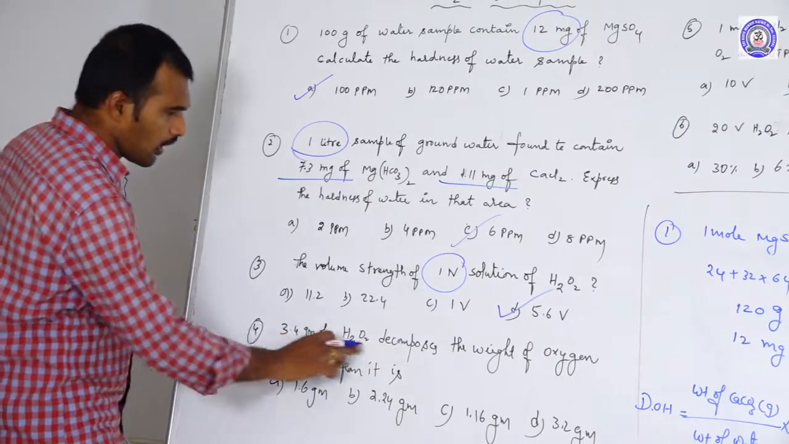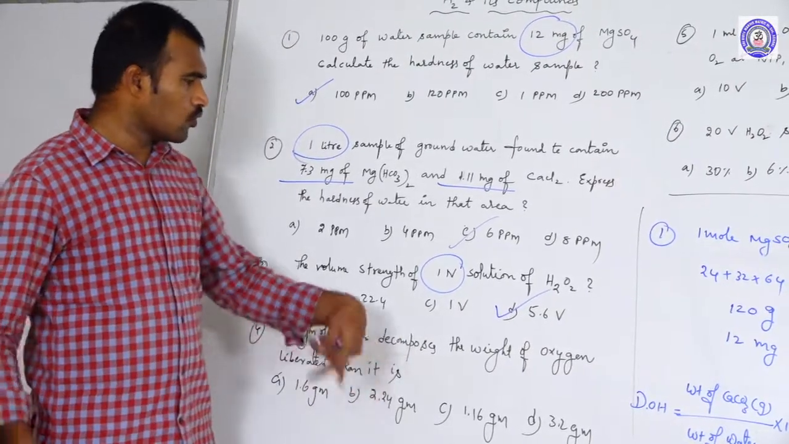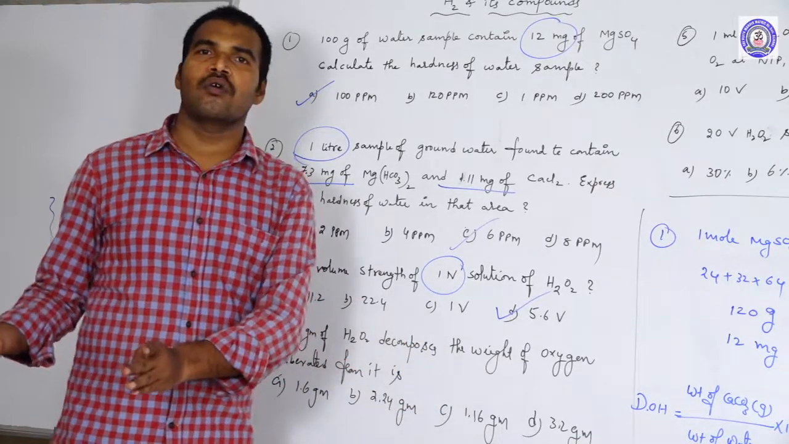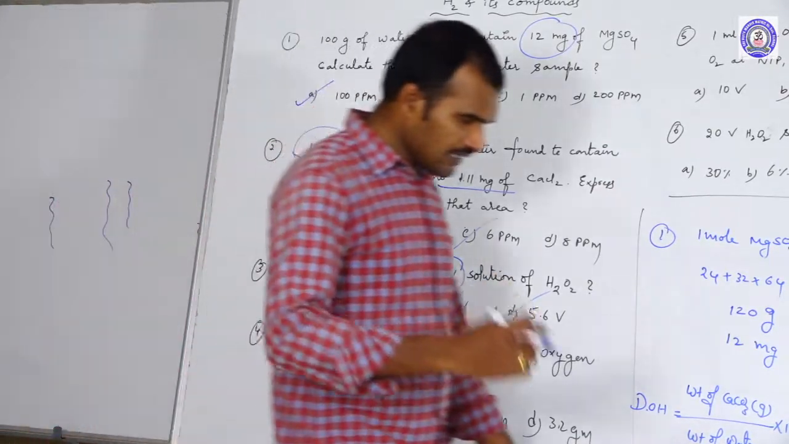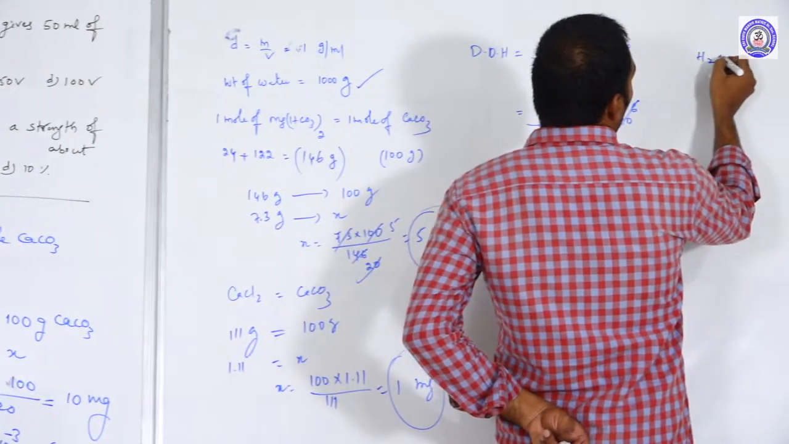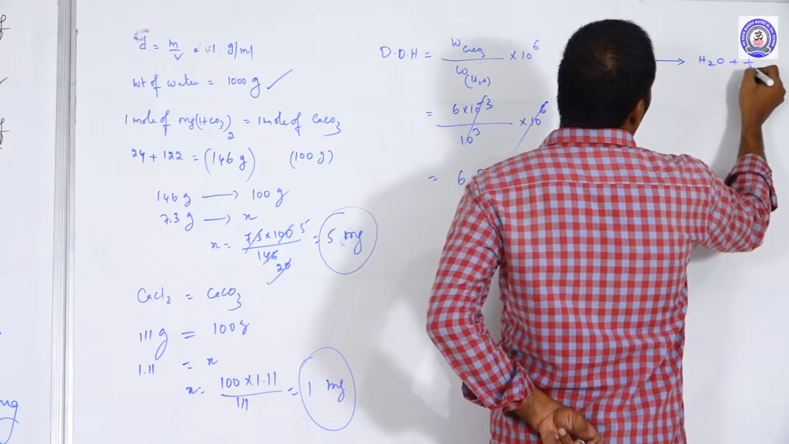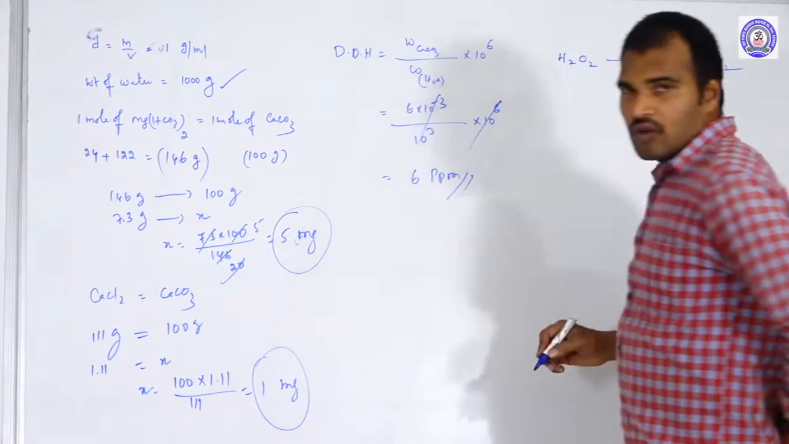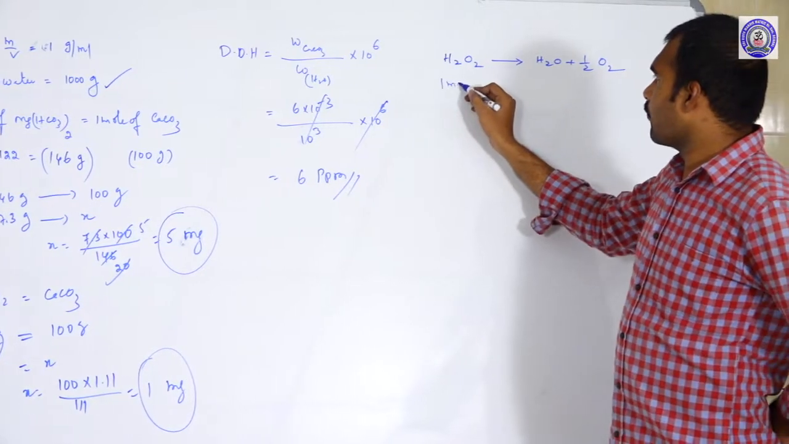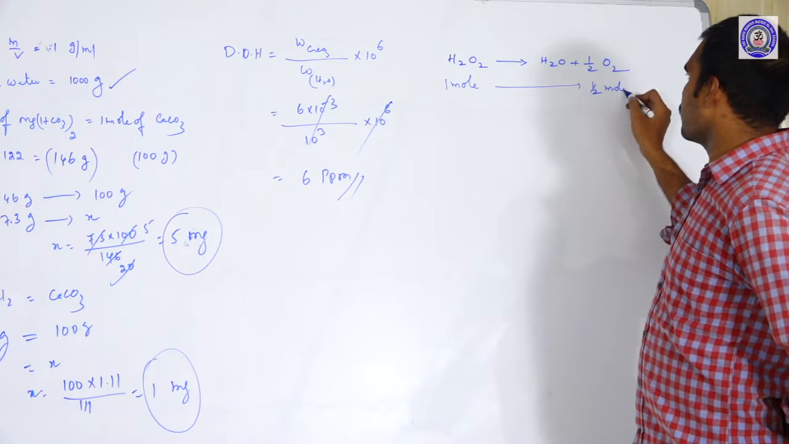3.4 grams of H2O2 decomposes, the weight of oxygen liberated from it is. Okay, 3.4 grams of H2O2 was decomposed. When 3.4 grams of H2O2 decomposed, then what is the weight of O2 liberated? Okay, let us write the decomposition of H2O2. So what is the reaction? H2O2 gives rise to H2O plus half O2. Okay, that means 1 mole of H2O2 liberates half mole of O2.